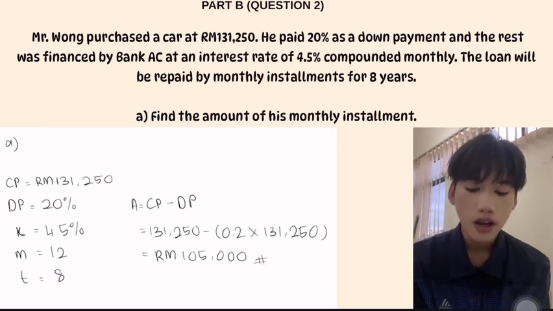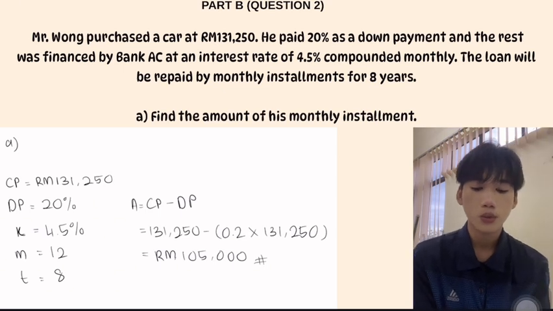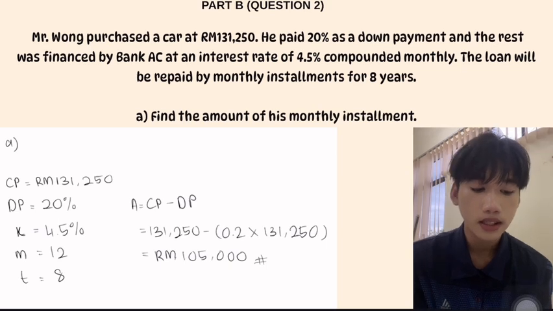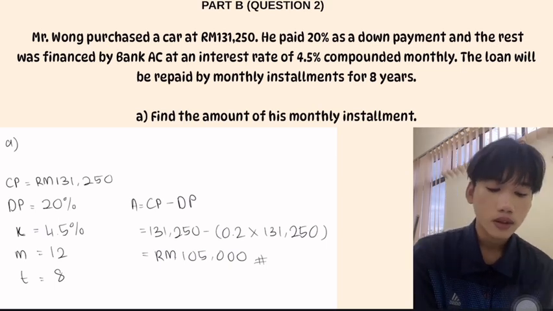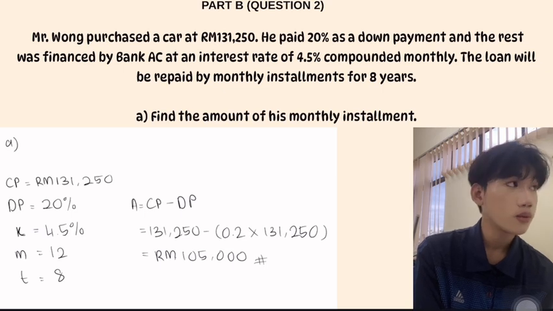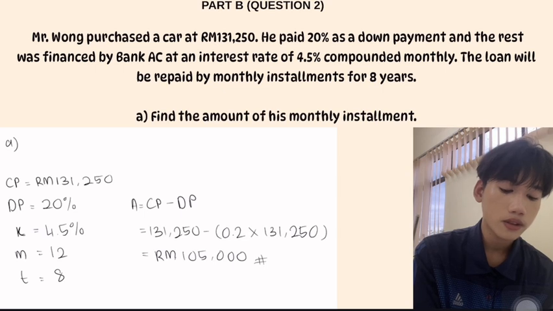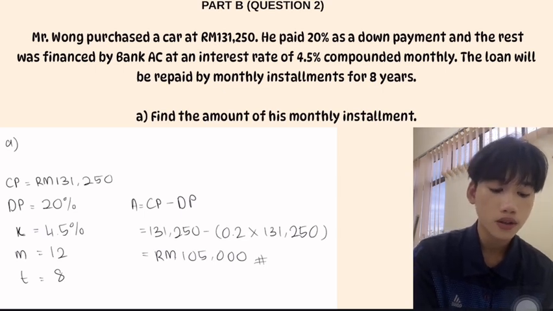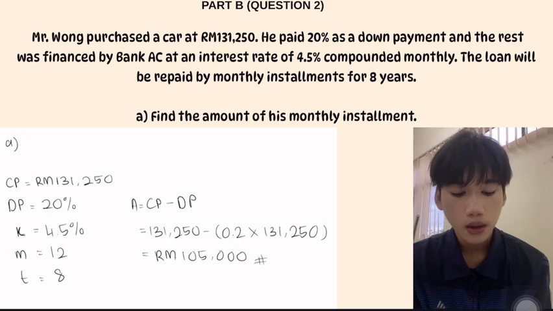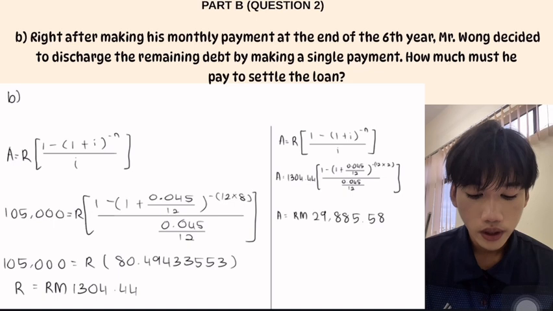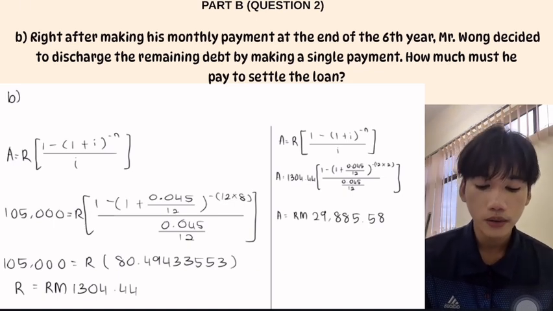Cash payment is equal to RM131,250. However, Mr. Wong paid 20% as a down payment. So, to determine the amount of his monthly installment, we need to use the formula A equal to CP minus DP. RM131,250 minus 20% times RM131,250, and we got RM105,000.